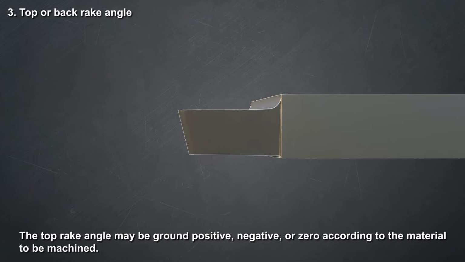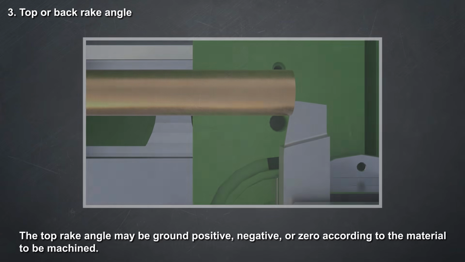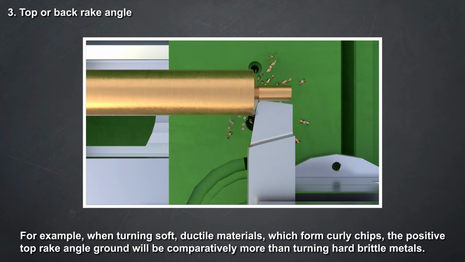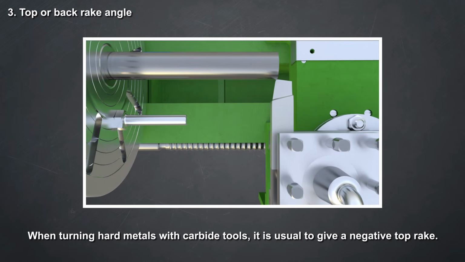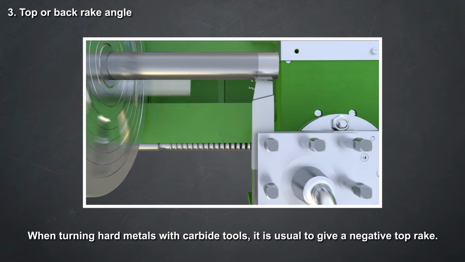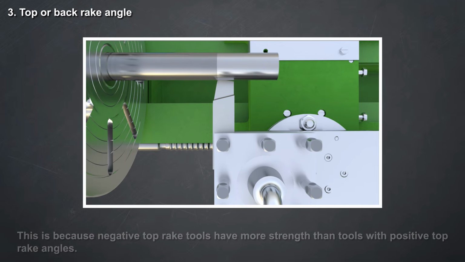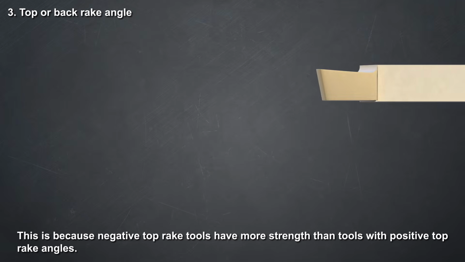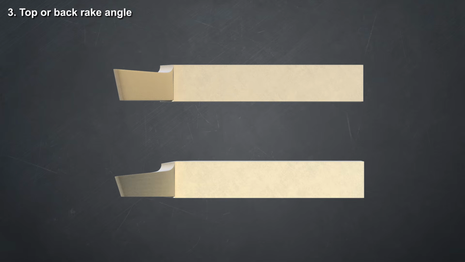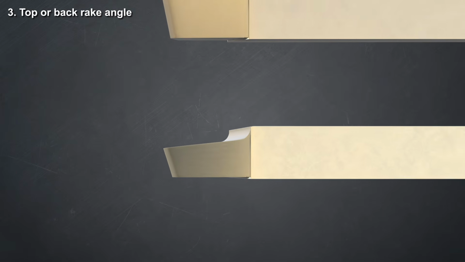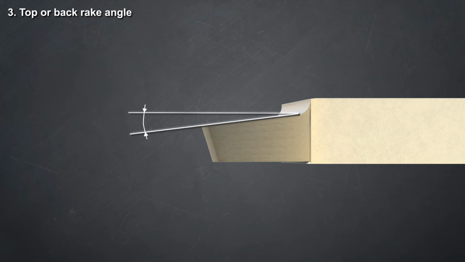The top rake angle may be ground positive, negative, or zero according to the material to be machined. For example, when turning soft, ductile materials which form curly chips, the positive top rake angle ground will be comparatively more than turning hard brittle metals. When turning hard metals with carbide tools, it is usual to give a negative top rake. This is because negative top rake tools have more strength than tools with positive top rake angles. The recommended value of the back rake angle is 5 degrees to 8 degrees.